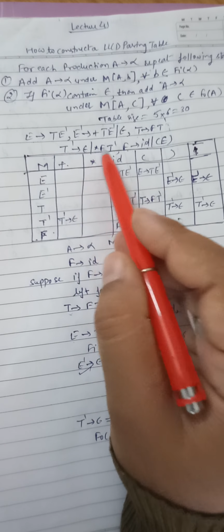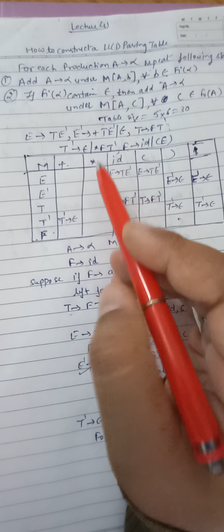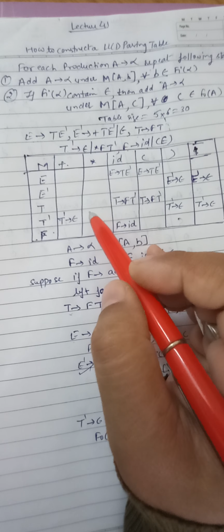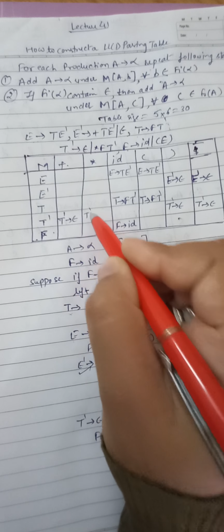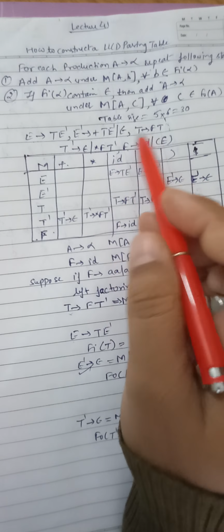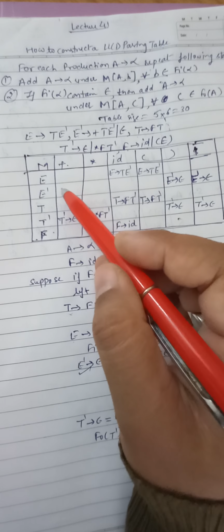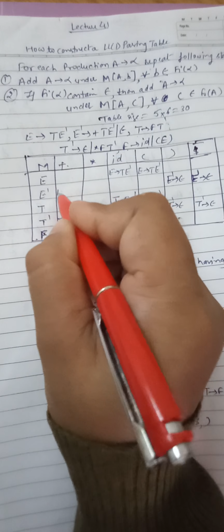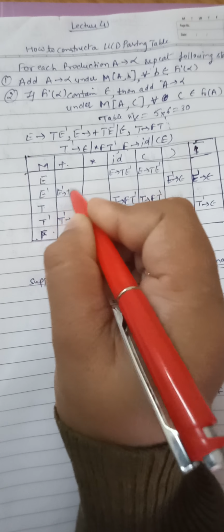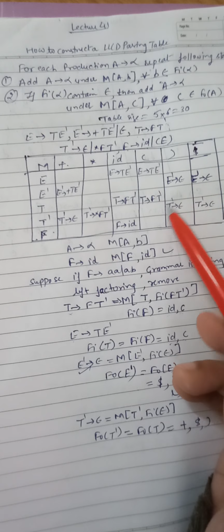T dash tends to star f t dash is left, because star is directly here, so we can write directly t dash tends to star f t dash. In a similar way, we have e dash tends to plus t e dash, plus is directly here, so we can write simply e dash tends to plus t e dash. So now our table is completed.